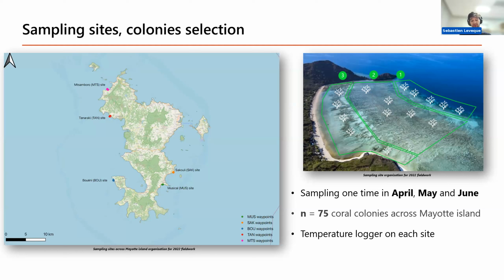And on each site, we also installed a temperature logger to get the precise temperature for each of the sites across the island. And we also repeated the sampling one time in April, one time in May, and one time in June, in order to have a time series across the bleaching season in Mayotte.